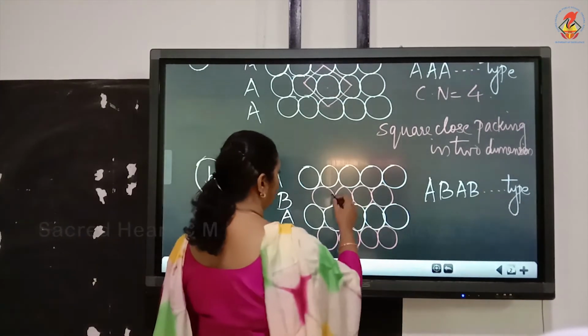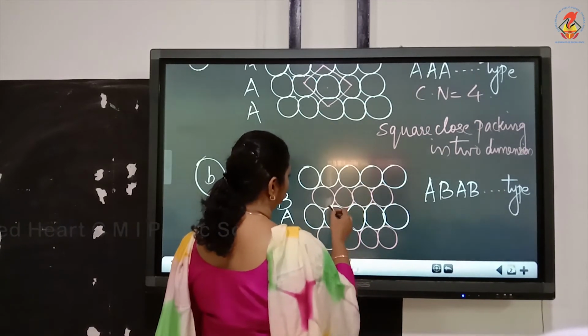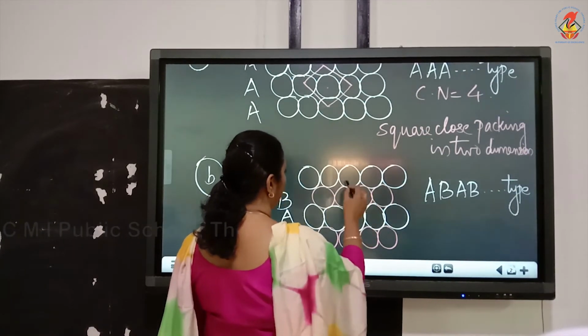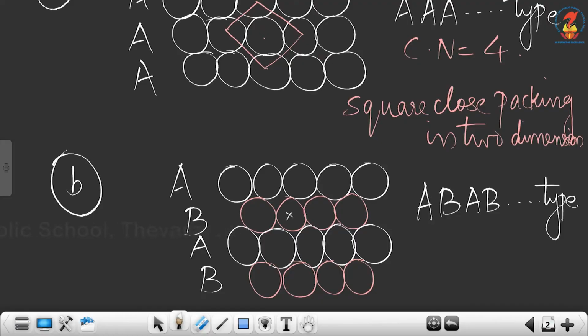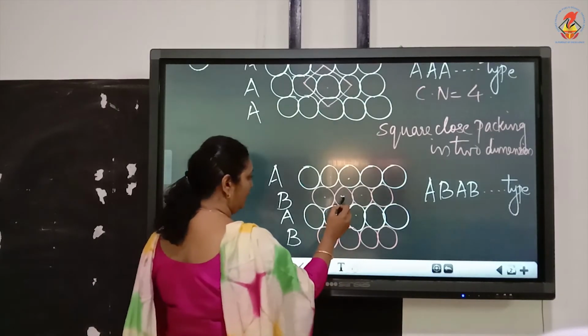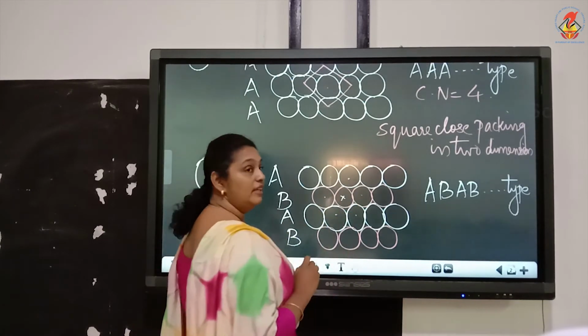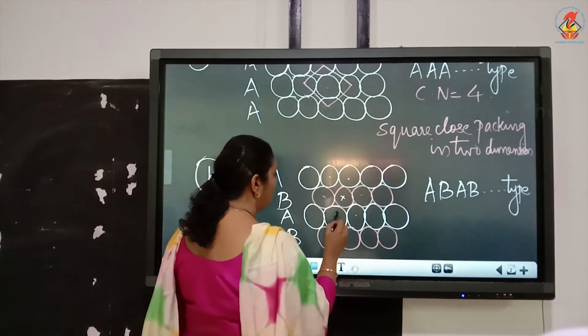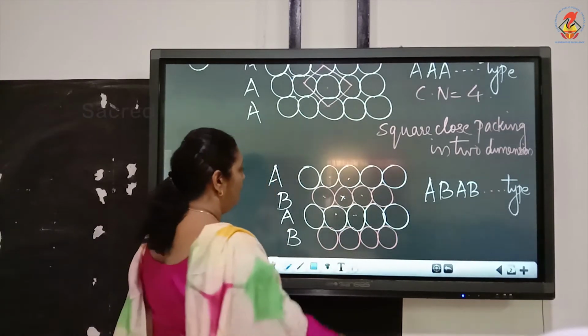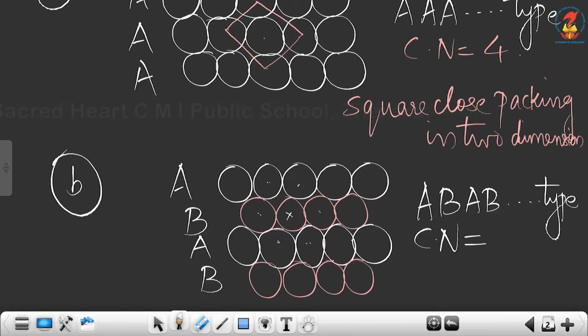You take a sphere, and now you take this sphere, you can see it is in contact with 1, 2, 3, or you take 1, 2, 3, 4, 5, 6. So if you take this sphere, it is in contact with 6 neighboring spheres, that is 1, 2, 3, 4, 5, 6. So what is the coordination number of this type of arrangement? Coordination number is equal to 6.